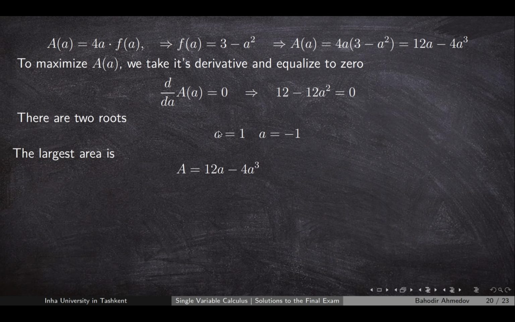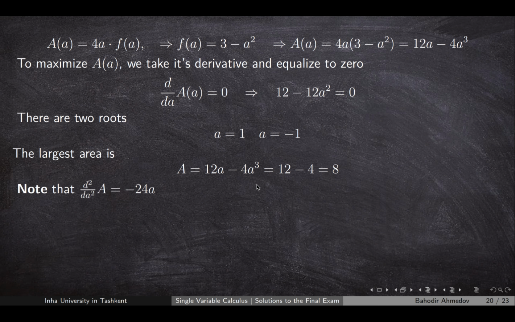So the maximum is reached at a equal to 1, but this is not the maximum area, right? In order to evaluate the maximum area, we need to substitute a here or here. It's going to be equal to 12 minus 4, which is equal to 8.